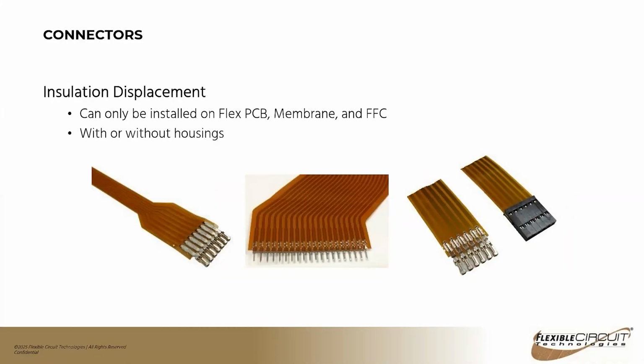Insulation displacement crimps. So these crimps are relatively cost effective. They come on a large spool, many thousands of them on a spool. They're available in male or female configuration. Essentially, the crimp pierces through the polyimide and then makes electrical contact to the copper conductor within the circuit. And then we can add housings. So essentially, when you're done, you have a connector that could plug into its mate.